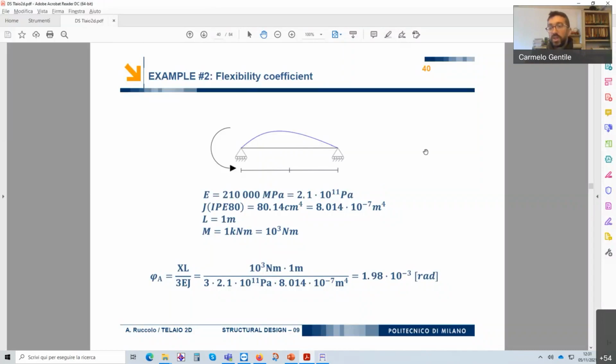So flexibility coefficients have a really physical meaning. It can be tough to see because we are using Greek letters, and they always appear as a function of several coefficients, but the meaning is just rotation.